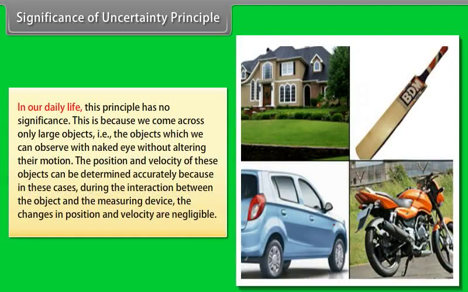In our daily life, this principle has no significance. This is because we come across only large objects, that is, the objects which we can observe with the naked eye without altering their motion. The position and velocity of these objects can be determined accurately because in these cases, during the interaction between the object and the measuring device, the change in the position and velocity is negligible.